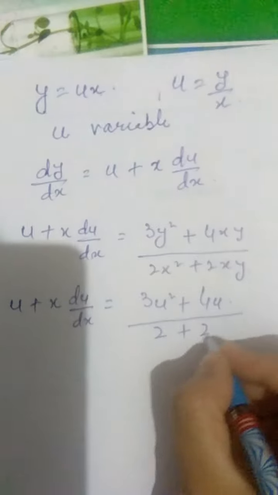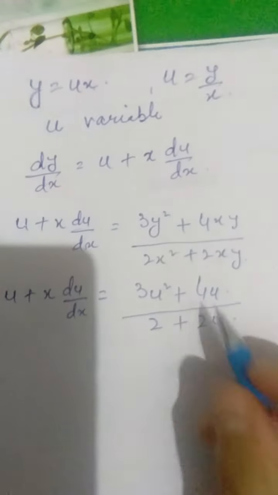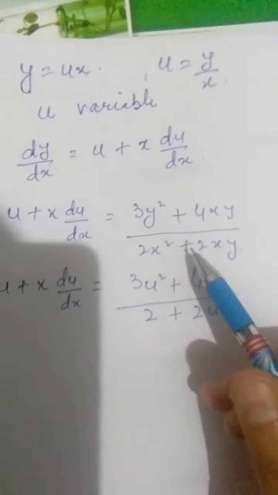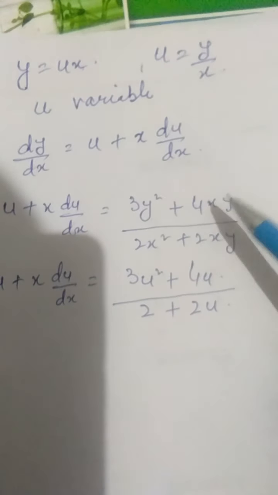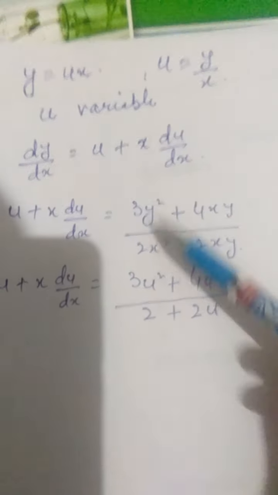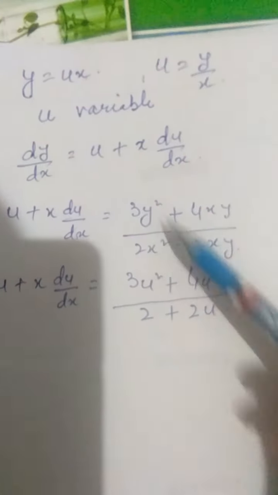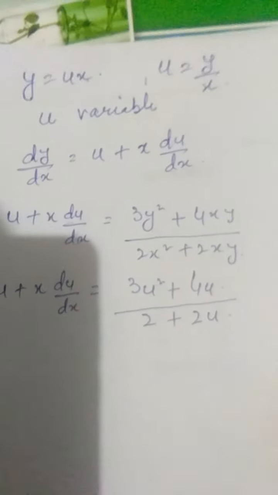So here only 2u will be left. I hope all of you have understood it. I am repeating it once again, that you have divided the numerator and the denominator by x square term. So y by x everywhere is u, and y square by x square everywhere is u square, right? So we have made this kind of substitution.